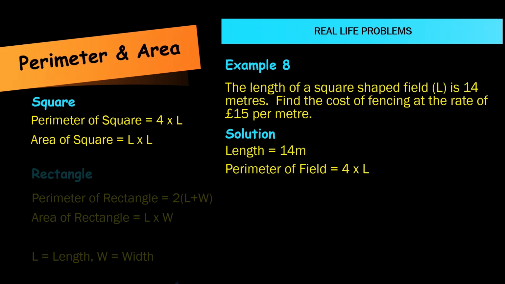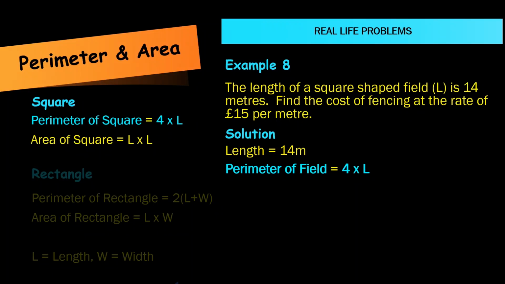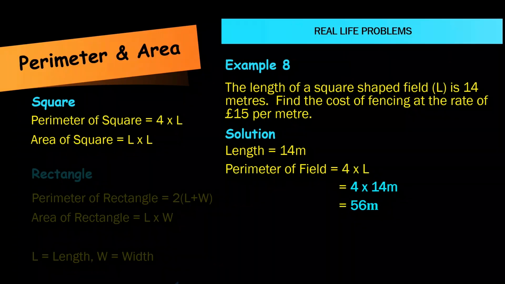The formula for the perimeter of the field is 4 times L. Remember, we're trying to find the cost of fencing, so we're looking at perimeter. If we plug in the value of L equals 14 meters, as shown, we have that the perimeter equals 4 times 14 meters, which is equal to 56 meters.